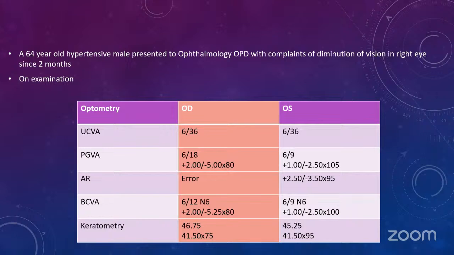We can see the keratometry readings here. There is a difference of about 5.25 in the right eye, and around 3.75 in the left eye.